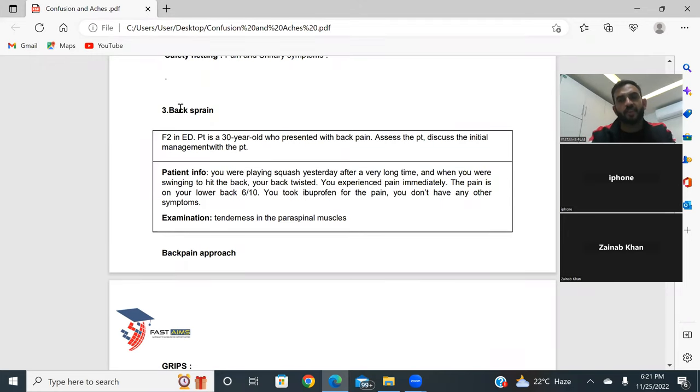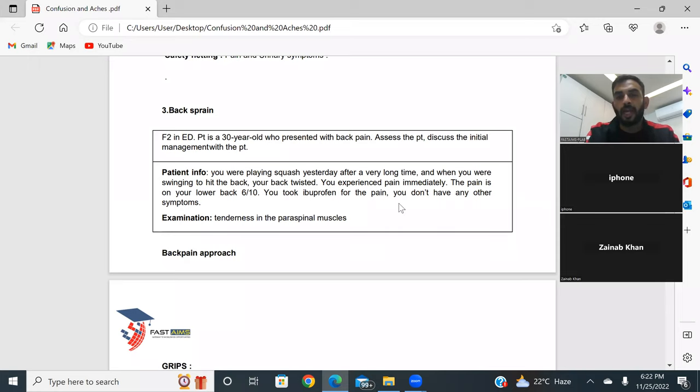This is a simple start. Let's start with back sprain, the easiest one, which is not the most difficult. FY in emergency, patient 30 years old, presents with back pain. Assess the patient, discuss the initial management. Squash player: you are playing squash after a long time. You were swinging to hit back and your back twisted. You experienced pain immediately. The pain in your lower back is 6 out of 10.